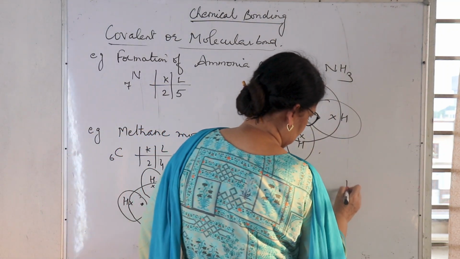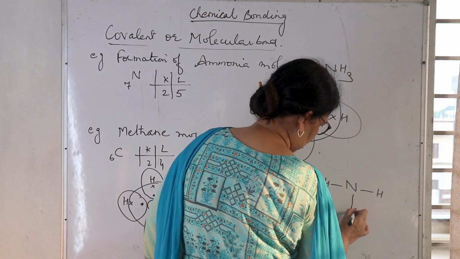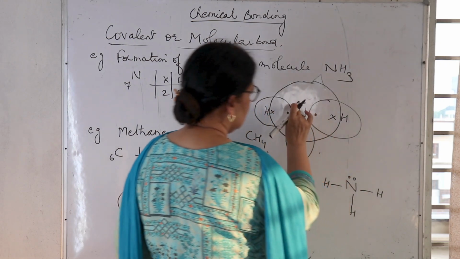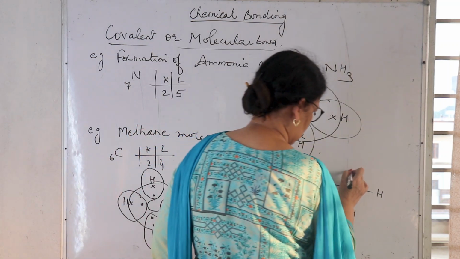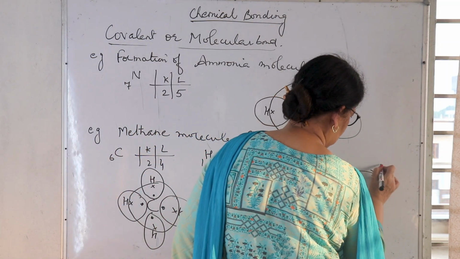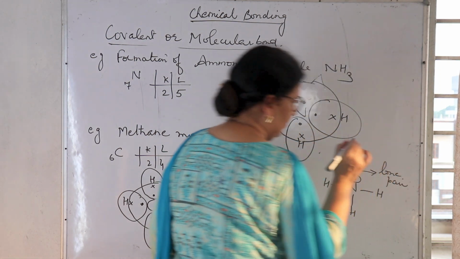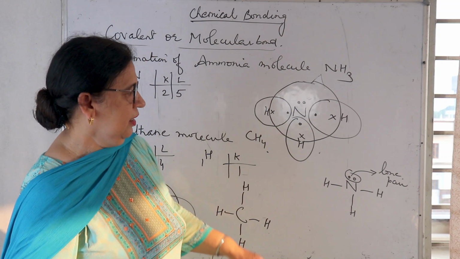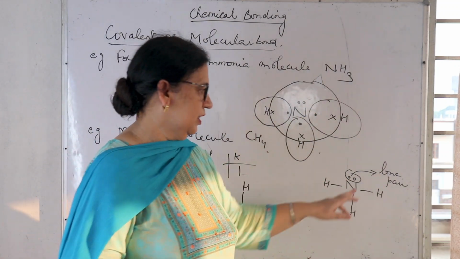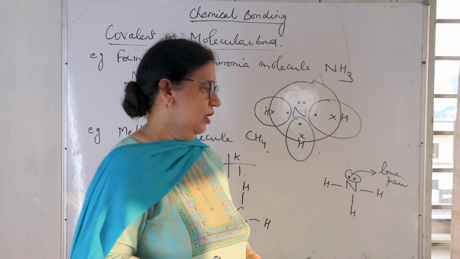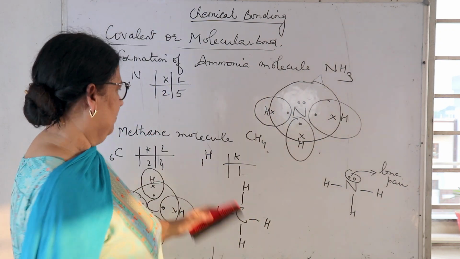They have shared the 3 single covalent bonds, and these 2 electrons, they are not shared with any of the atoms, so these electrons are called lone pair. The pair of electrons which does not participate in bond formation. So these 2 electrons, they are not participating in bond formation, so that is called lone pair. So one lone pair is there on ammonia molecule.